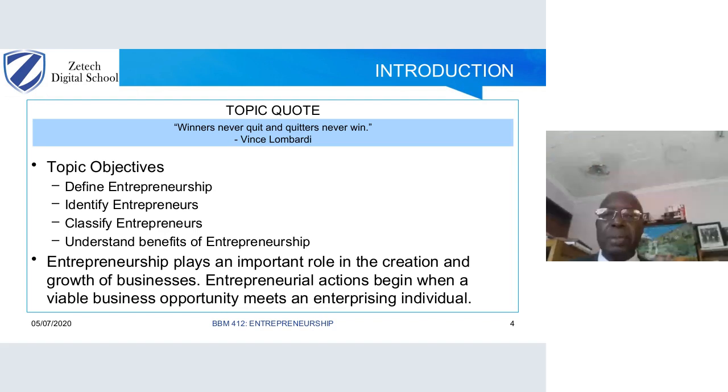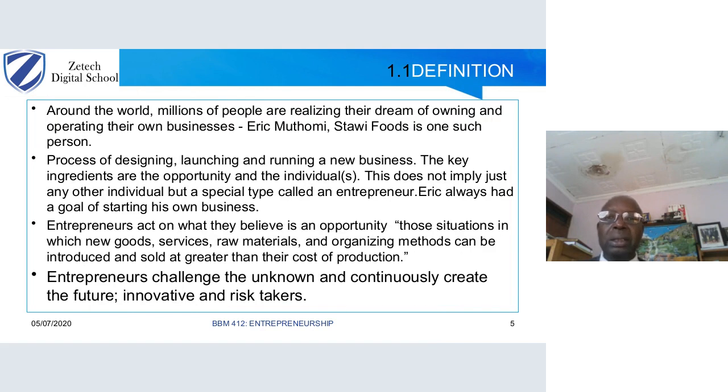The next slide brings us to the objectives of this topic. Define entrepreneurship, identify who entrepreneurs are, classify entrepreneurs, understand the benefits of entrepreneurship. The whole of this runs through really the question of thinking from a new perspective. You have heard of entrepreneurs probably out there. You've read about them. But here we are looking at it a little more formally. Who are they? They play an important role in the creation and growth of business. Why? By providing services and goods.